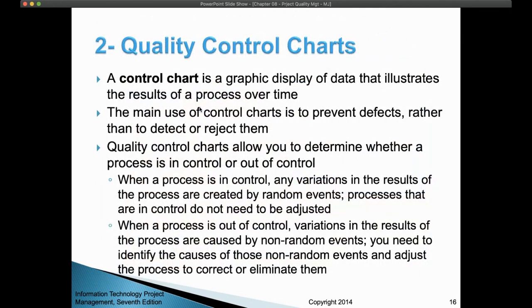Second is the quality control charts, and these are graphic displays of data that illustrate the results of a process over time. So it's like a timeline, and then you have these charts, the columns or bars. This will help you to look at your performance, and to see if there are some defects, or some kind of rejected products. Then you make the decision whether to keep them or to remove them.